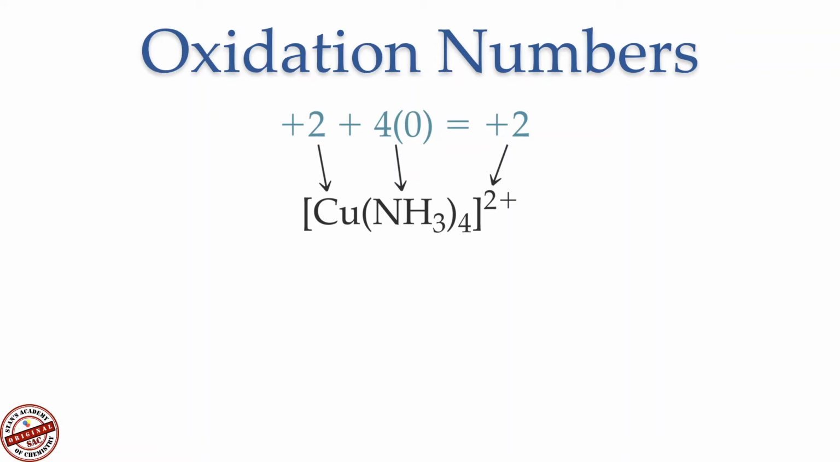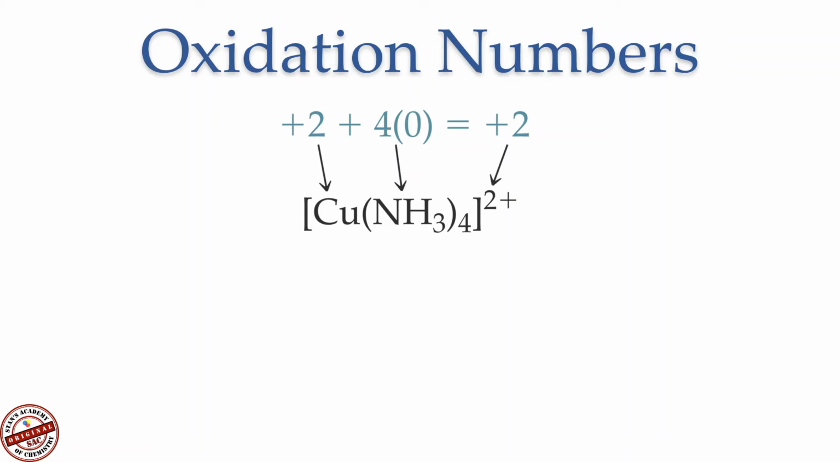So in this case, this complex is a positive complex with a 2 positive charge, which implies copper has a 2+ charge. Oxidation state of copper is +2 because ammonia is having an oxidation number of 0, even though it's called tetraammine copper complex ion.